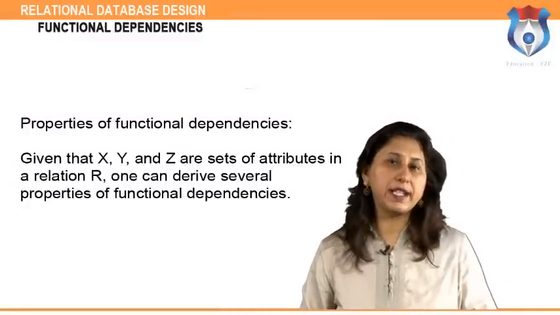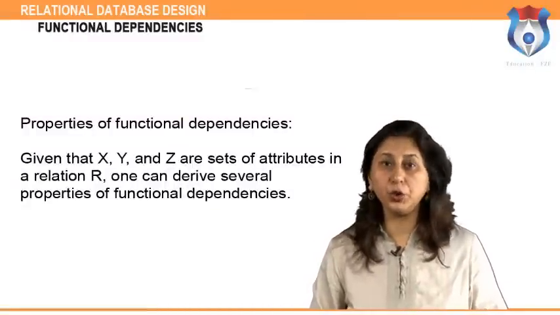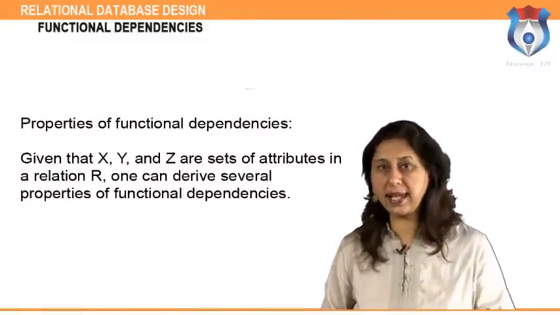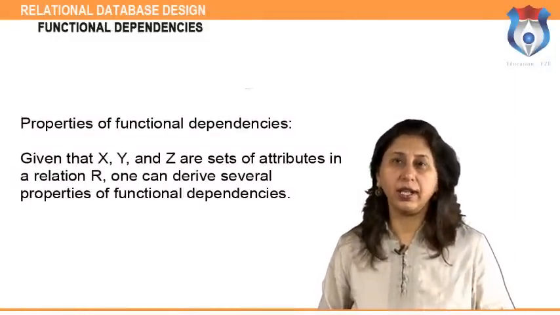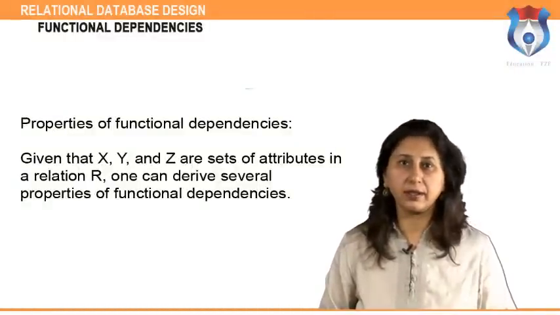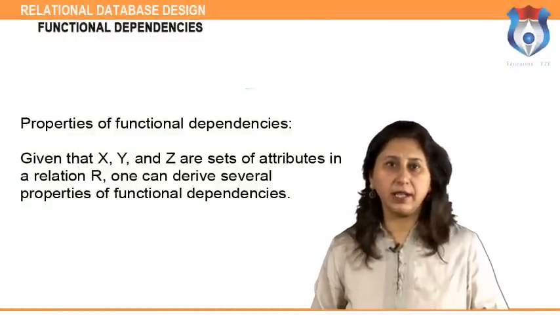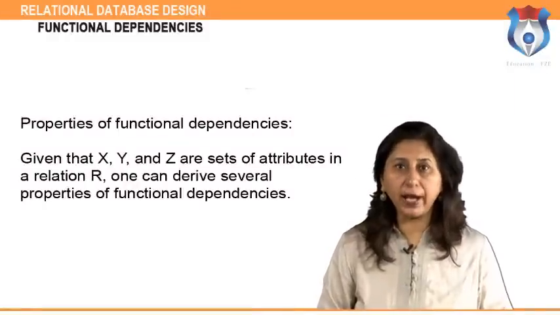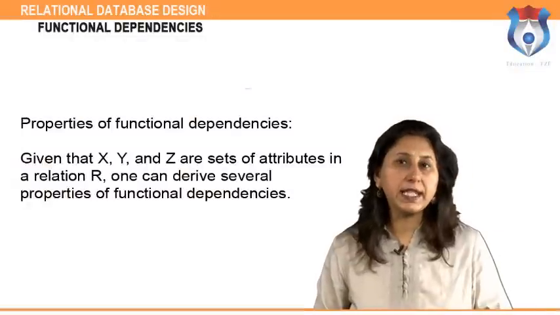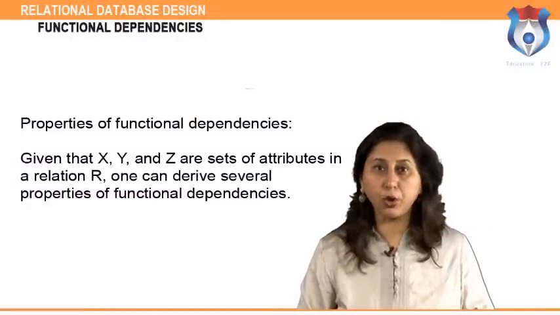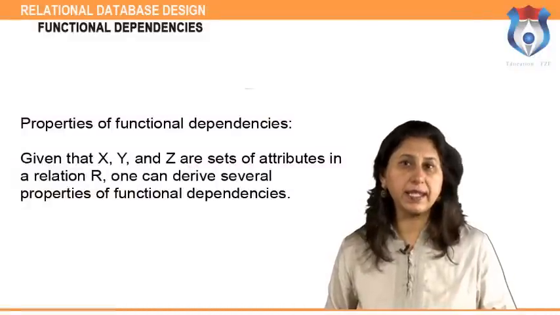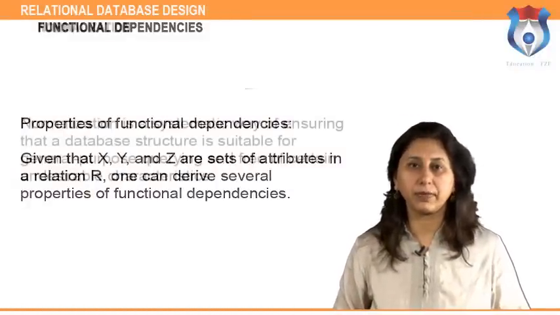From these rules we can derive these secondary rules. Union: if X to Y and X to Z, then X to YZ. Decomposition: if X to YZ, then X to Y and X to Z. Pseudo-transitivity: if X to Y and WY to Z, then XW to Z. Equivalent sets of functional dependencies are called covers of each other. Every set of functional dependencies has a canonical cover.